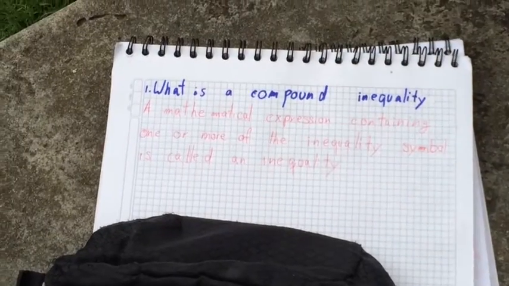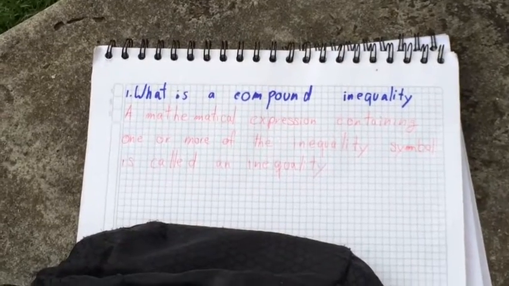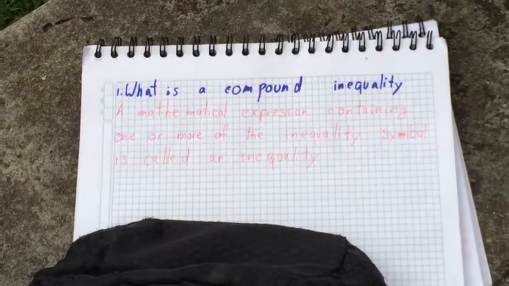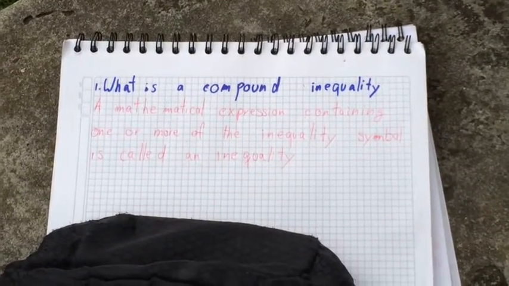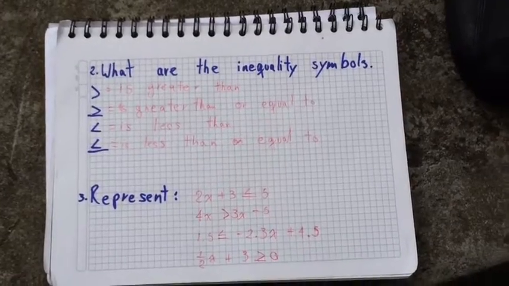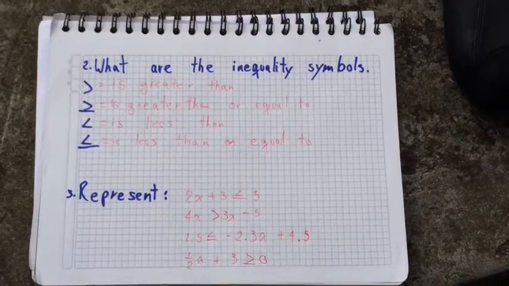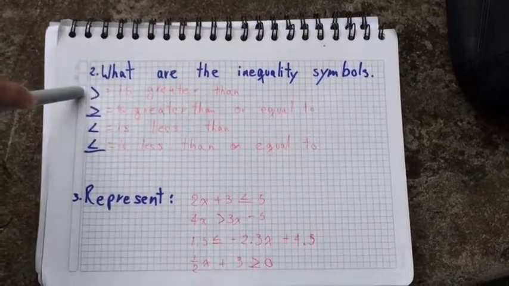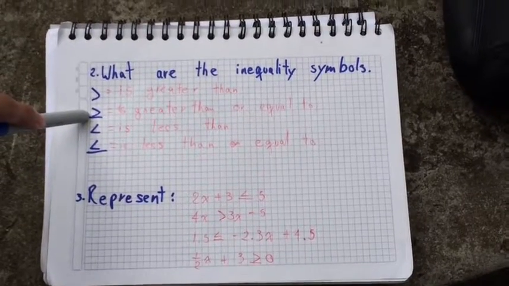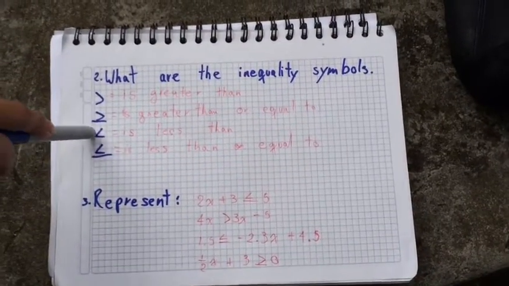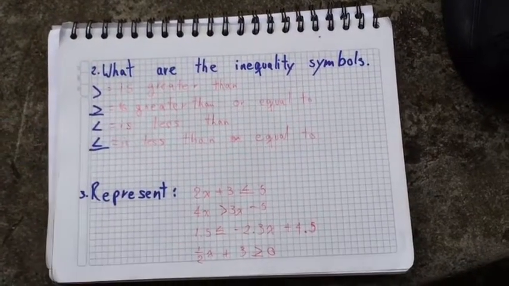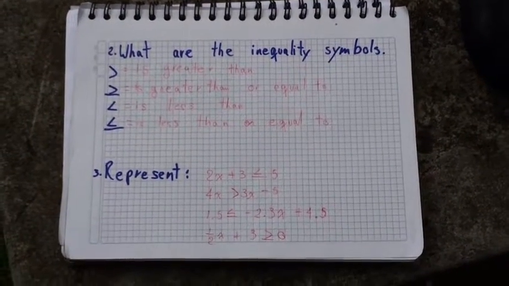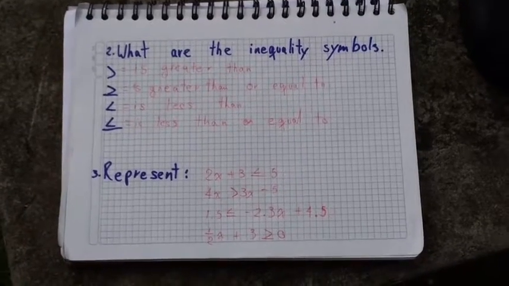First question we are going to solve today is what is a compound inequality? It's a mathematical expression containing one or more of the inequality symbols. The second question is what are the inequality symbols? This represents greater than, this is greater than or equal to, this is less than, and this is less than or equal to.